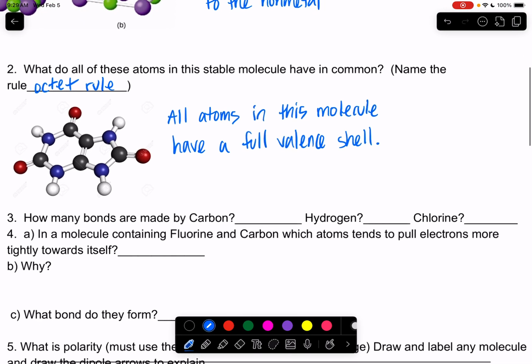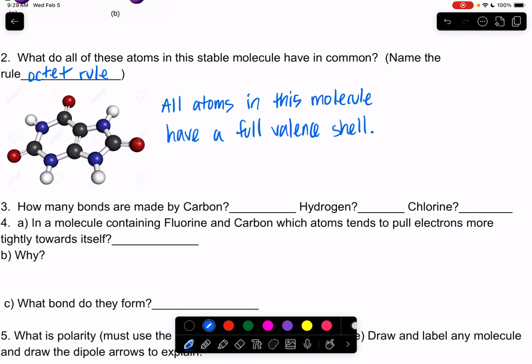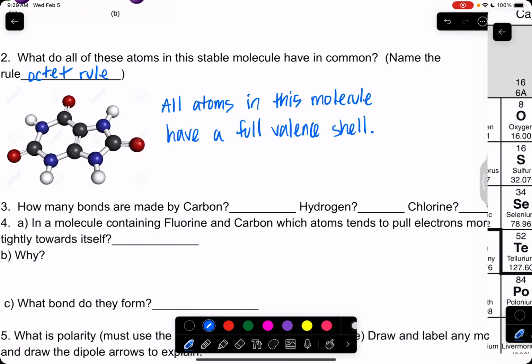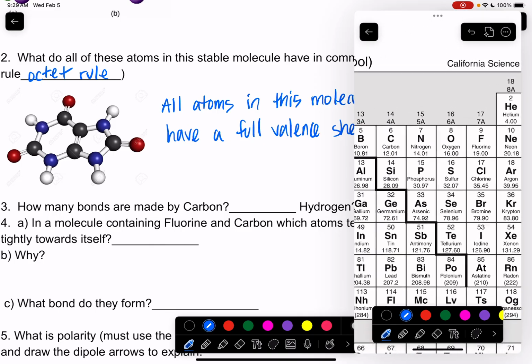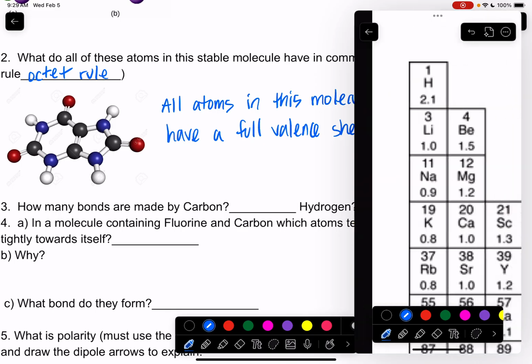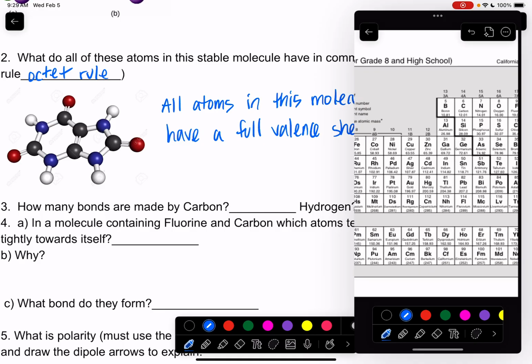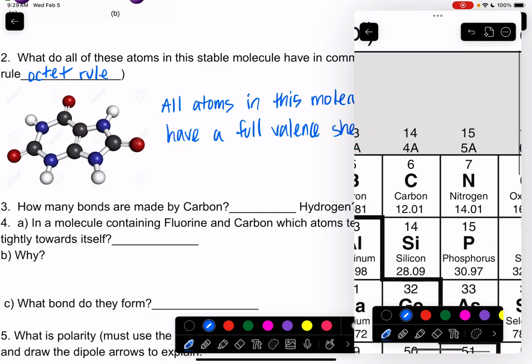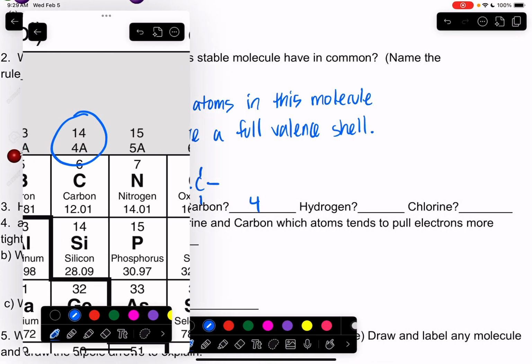All right, next one. How many bonds are made by carbon, hydrogen, chlorine? So for this, we're going to use the periodic table. Carbon is, oops, wrong one. Here we go. Carbon is in group 4. So the Lewis dot structure is going to look like this: 1, 2, 3, 4. The single electrons tell you how many bonds they can make. So carbon can make 4 bonds.